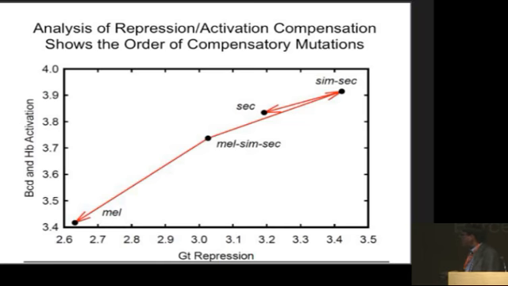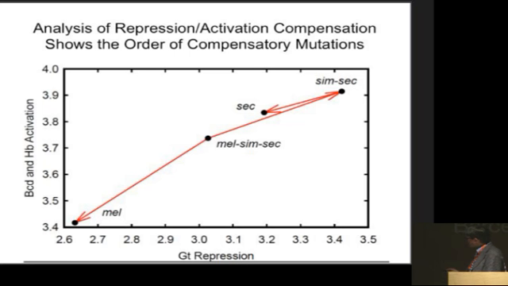So I mentioned that you can look inside the model and see what's going on. So one thing is that the anterior border of the stripe is set by repression from giant. And the stripe itself is activated by bicoid and hunchback. So in fact, there is compensatory evolution going on between the repressors and the activators. And you can sort of see it in a very stochastic way here on this graph, because you have the activation on the vertical axis, repression on the horizontal axis. This is the ancestor, okay?